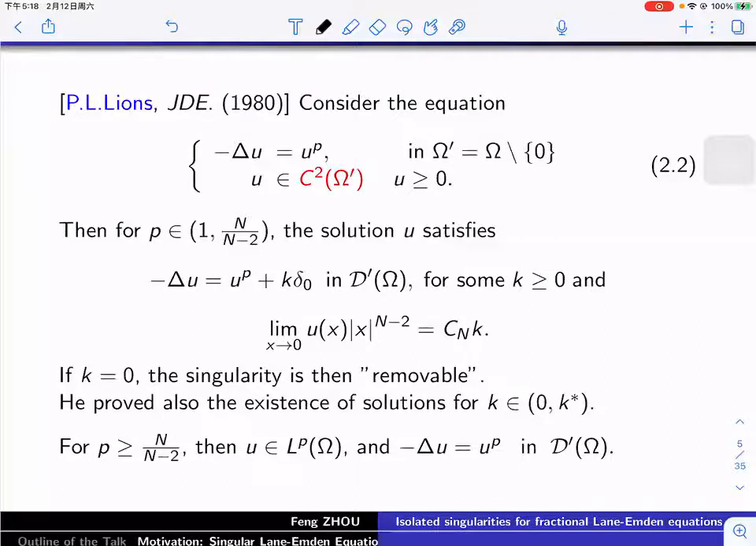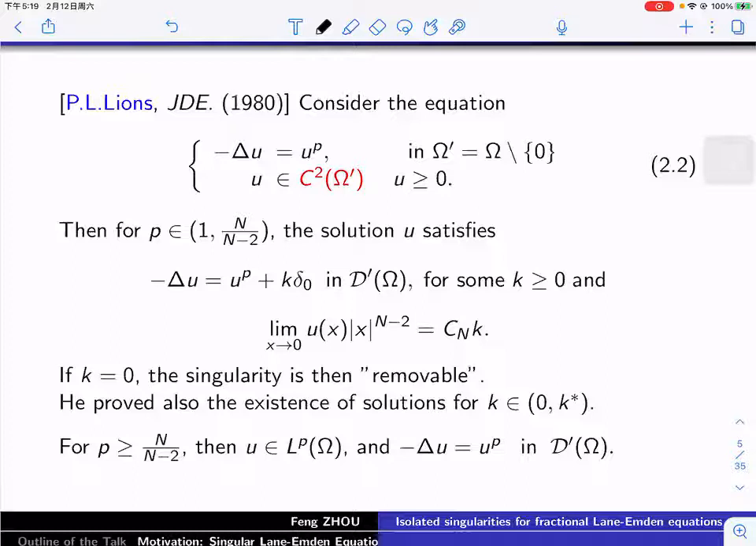At the beginning of the 80s, Pierre-Louis Lions studied this problem, equation (2.2). For p between 1 and n over n minus 2, the solution satisfies the equation with a term k times delta 0 in the distribution sense, where the domain is the whole domain Omega and k is non-negative. When k is equal to 0, the singularity at 0 is so-called removable. When k is positive, we have a real singularity at 0.